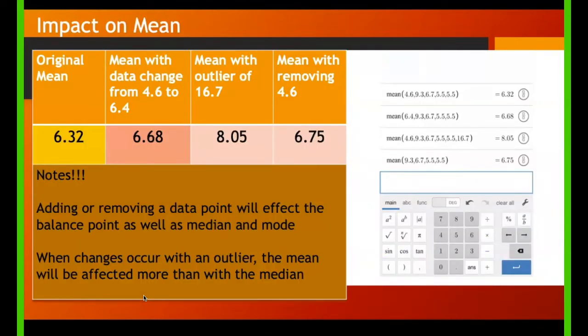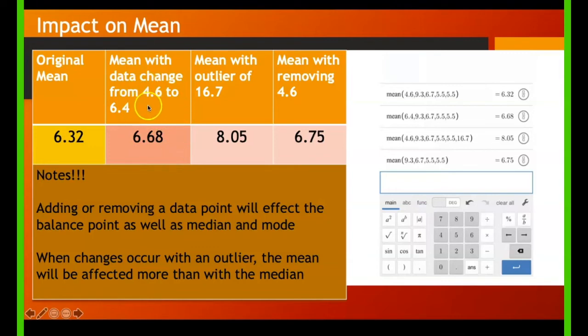So let's check it. Here we go. All of your answers are there. So let's see what you received. We have our original data. Our mean is 6 32/100. We have our mean with the data change, which was 6 68/100. And that kind of makes sense.